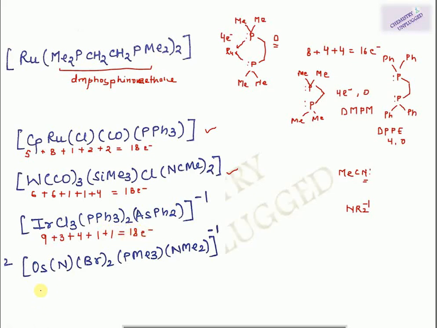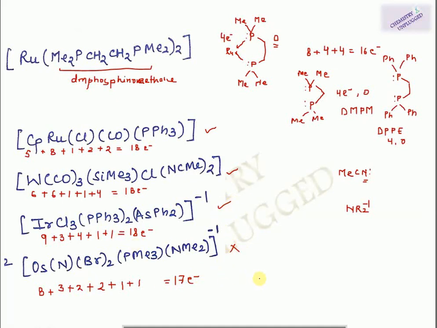Then we have osmium. Osmium belongs to the iron family, so osmium will provide 8 electrons and nitrogen will provide 3 electrons. Then we have bromine. Similar to other halogens, it will provide 1 electron. So we have 2 bromine here, so they will provide 2 electrons. Then we have PMe3, which will provide 2 electrons, and NMe2, which will provide 1 electron. Then this complex has -1 charge, so we have to add +1 here. So the total will be 8 plus 2, 10, 16, 17. It has 17 electrons, which means this one is not following the 18 electron rule.